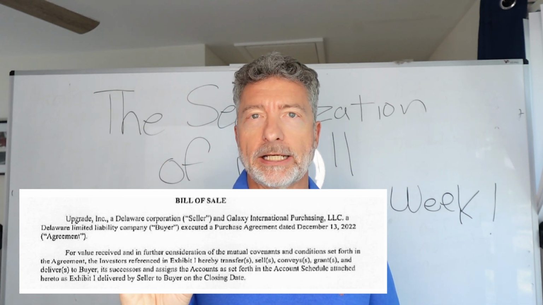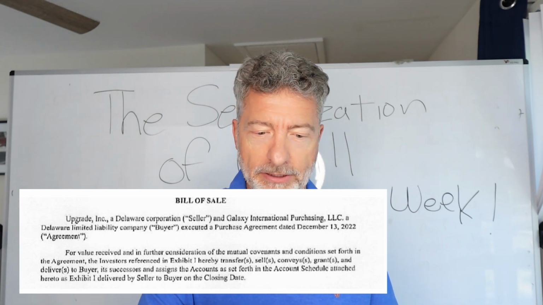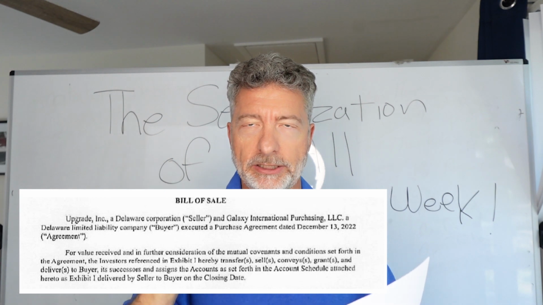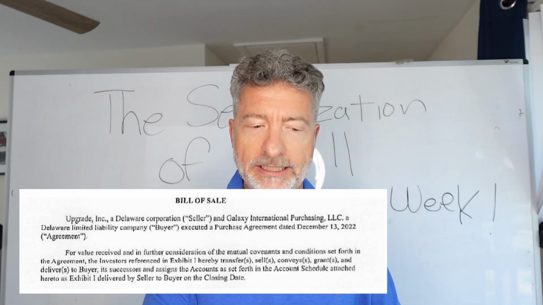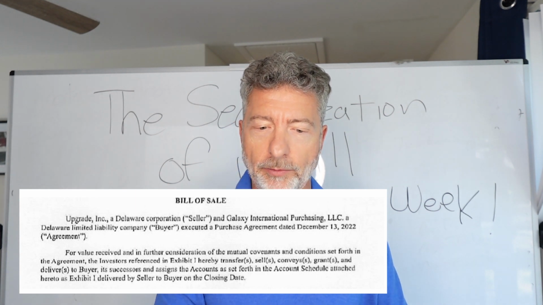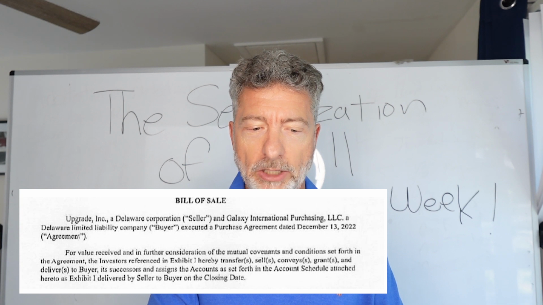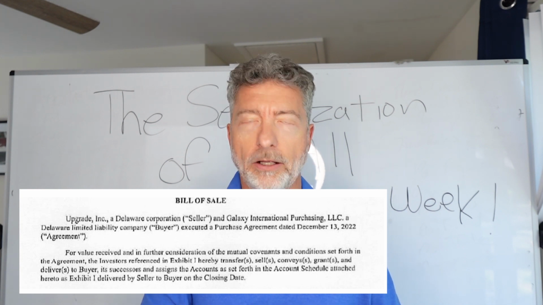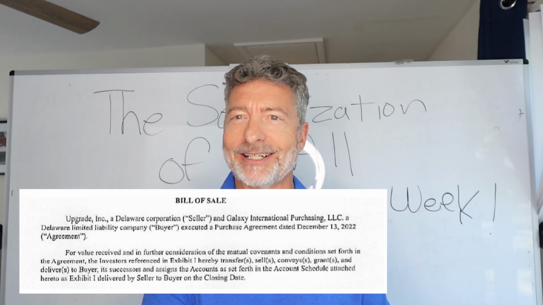All right, the question to ask is, what's that got to do with this? They're just telling you they got a purchase agreement. Okay, it's not a bill of sale. And this is what I call the forward flow agreement that every sale between these parties has to flow through. The next thing is, for value received and in further consideration of the mutual covenants and conditions set forth in the agreement, the investors referenced in Exhibit 1 hereby transfer, sell, grant, and deliver to buyer. All right, what investors? Where did the investors come from?